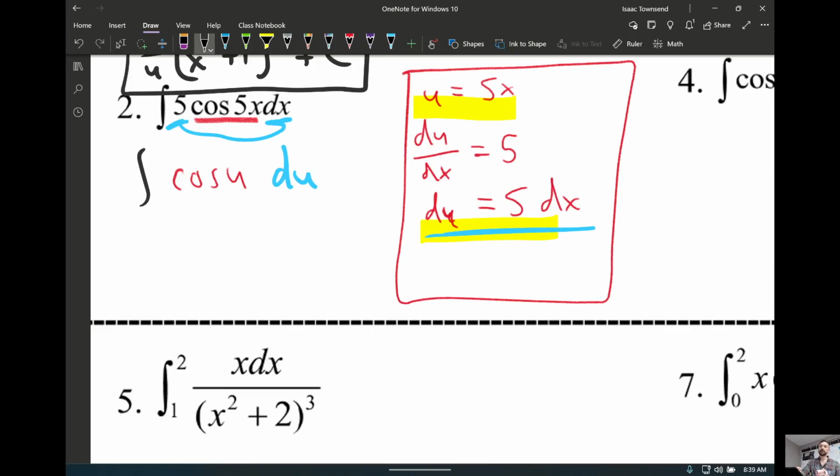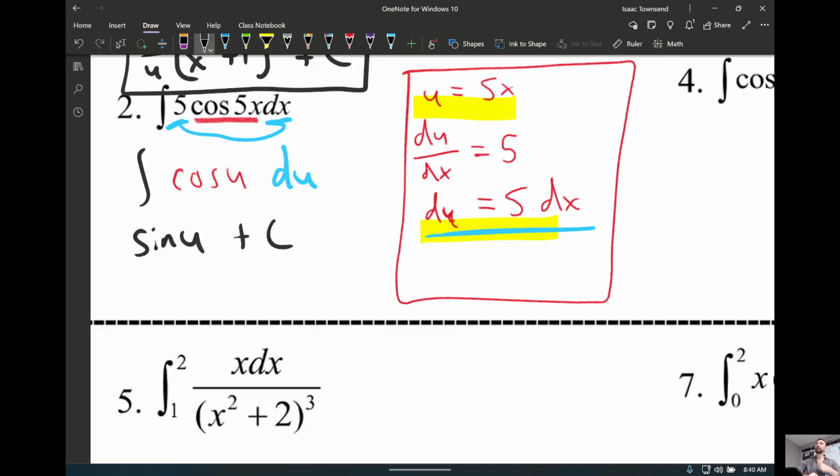Honestly, if you can undo one step of chain rule in your head, you probably don't need u substitution on this question. But u substitution is really the process that keeps us from trying to do product rule, quotient rule, or chain rule in our head. This process just handles all of that for us. So what can I take the derivative of to get cosine u? Okay, that's one we memorize.